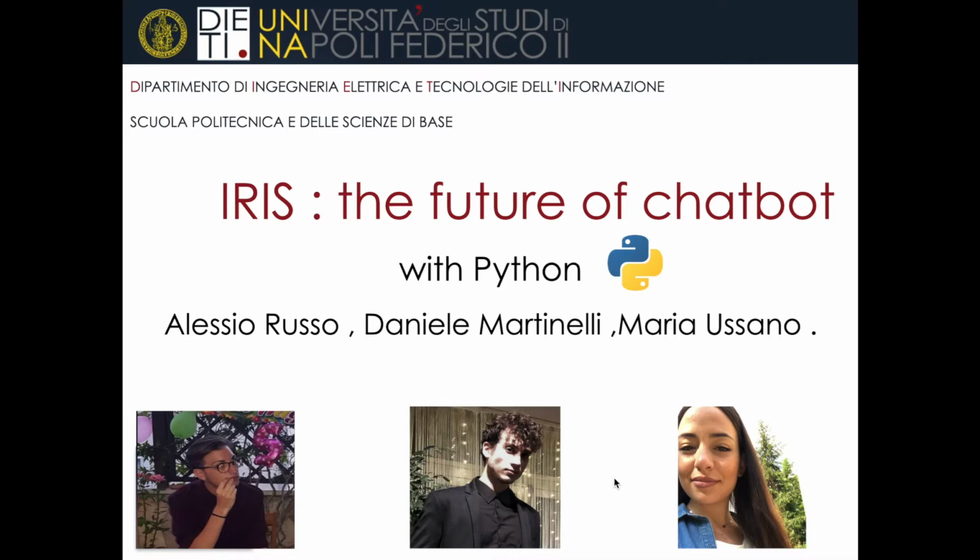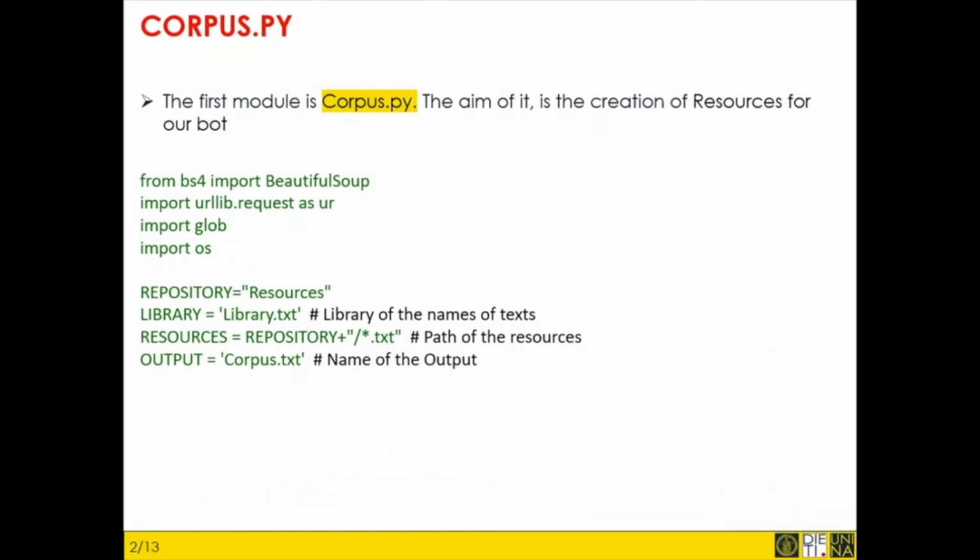The first module that we use is CORPUS.PY. The aim of it is the creation of resources for our bot. In the first line, as we can see, there is the import of the modules that we are going to use. Beautiful Soup to pull out data from an HTML file, and urllib.request to obtain an HTML file from a URL, so just from a string.